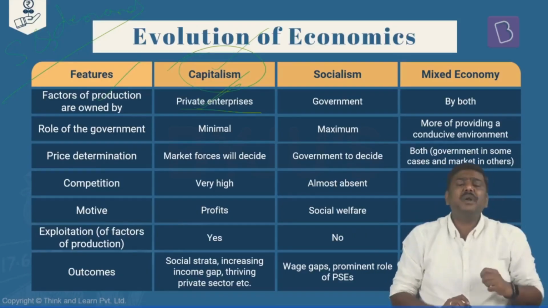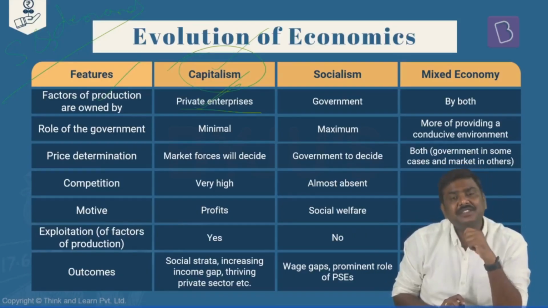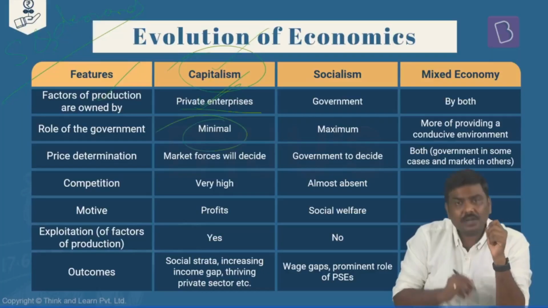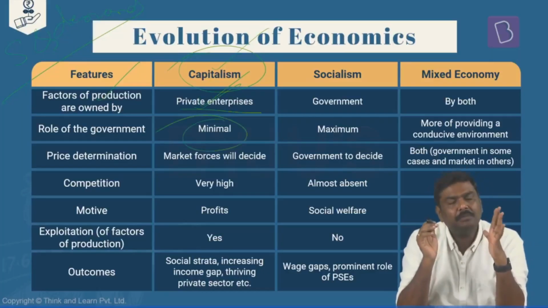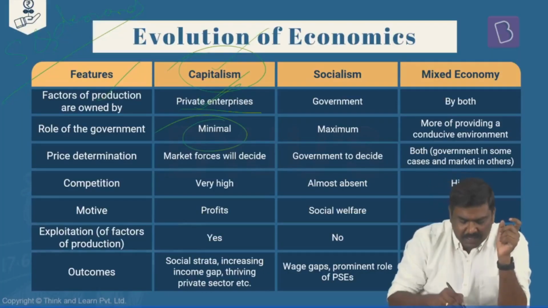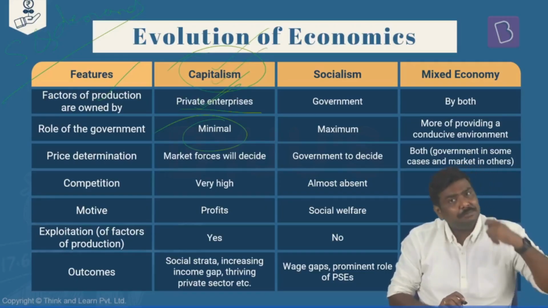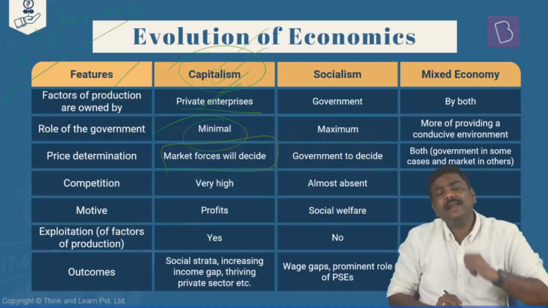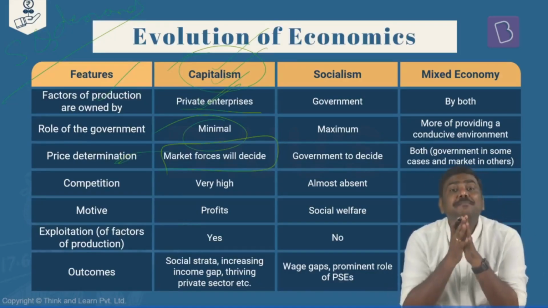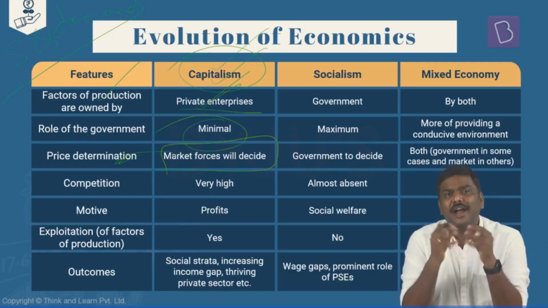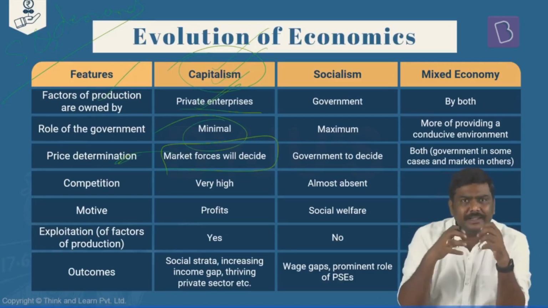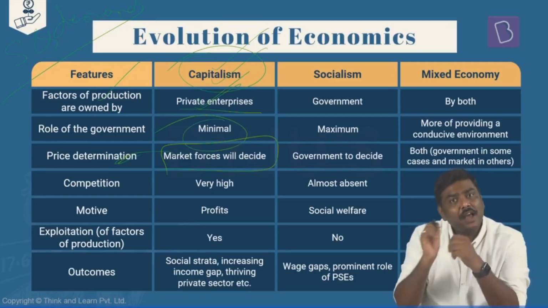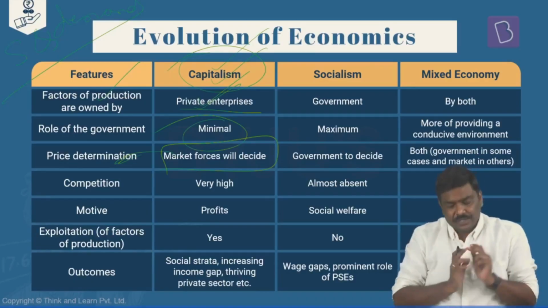So first, factors of production are owned by the private sector. Second, what is the role of the government? It is very minimal. The role of the government is very minimal in case of capitalism because the private sector participation is very, very high. Next, the market forces of supply and demand will determine the price of a particular commodity. At what price it will be sold in the market depends on how much is the supply and how much is the demand of these particular goods in the market.